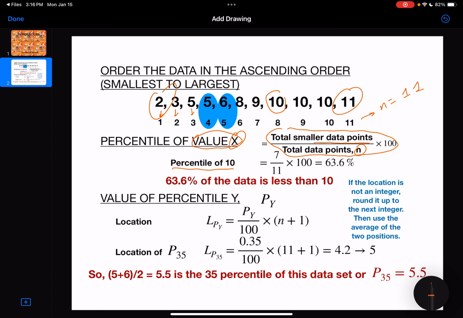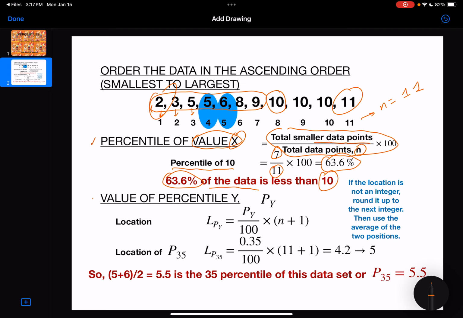So pick the first 10 value that shows up in the data, and then we find how many data points are smaller than 10. So we count 1, 2, 3, 4, 5, 6, 7. So 7 smaller data points divided by the total number of data points, we get 63.6%. The interpretation of this percentile is that 63.6% of the data set is less than 10, which is the value that we're interested in learning the percentile of.